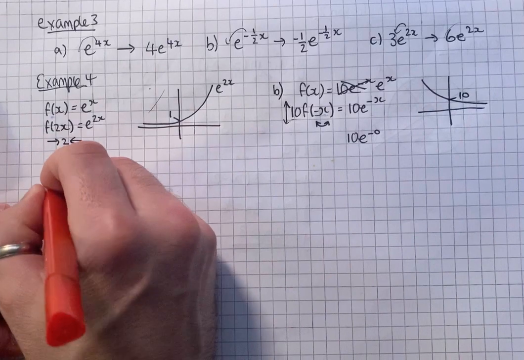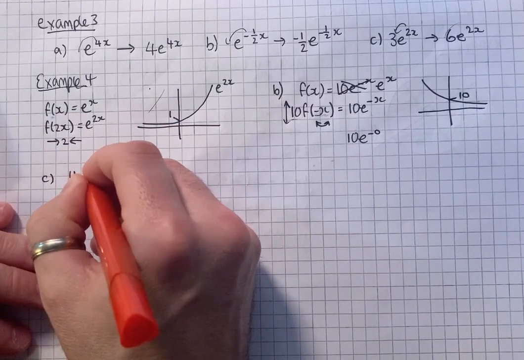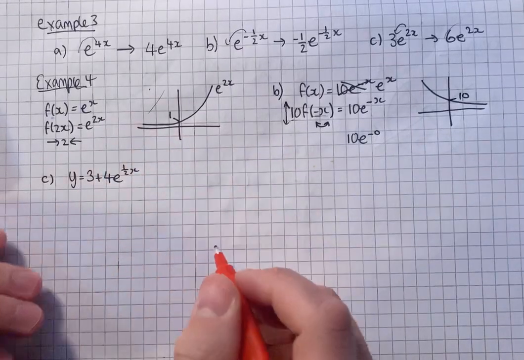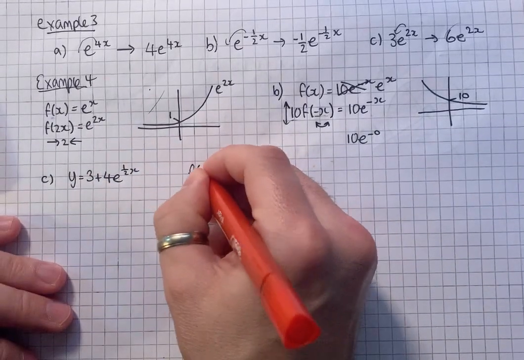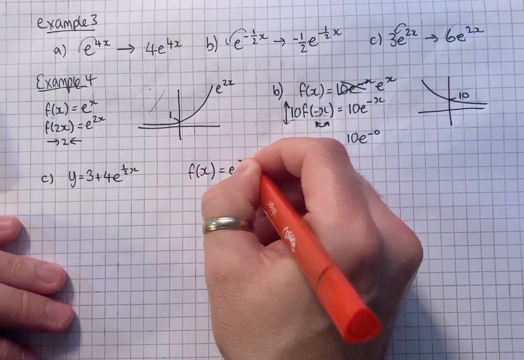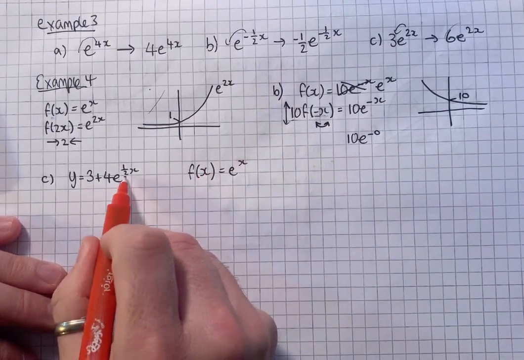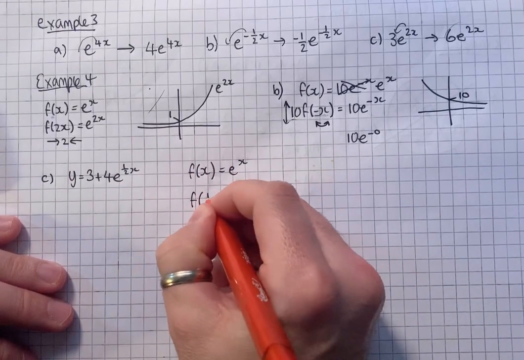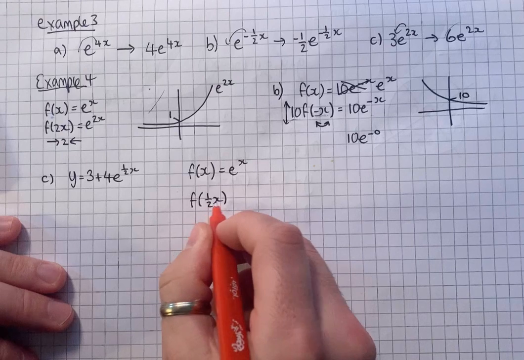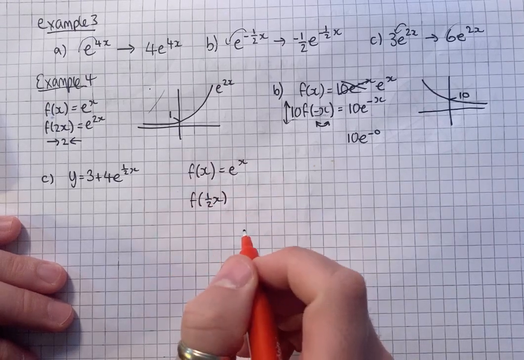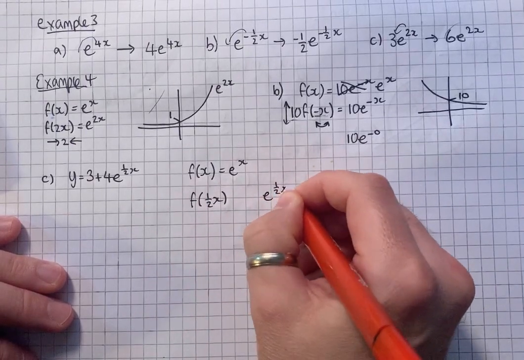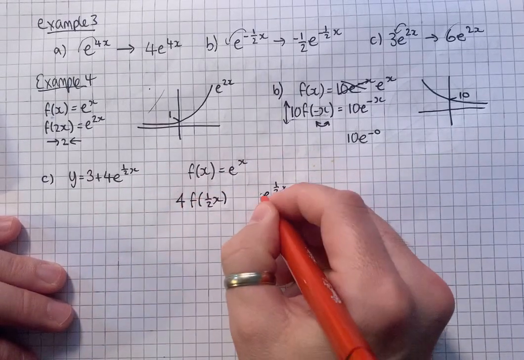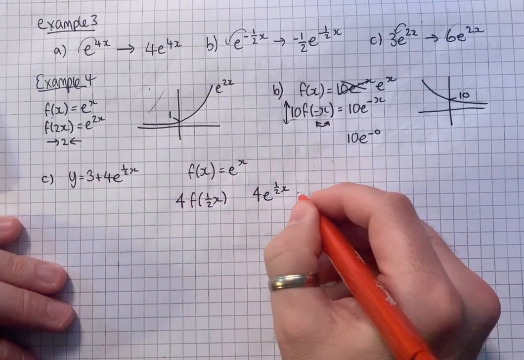And C, y equals 3 plus 4e to the half x. This is quite a complicated one. So if I start off with my base graph of e to the x, then if I look firstly, the power changes from x to a half x. So now it's going to be f of a half x. The input value changes from x to a half x. And that'll give me e to the half x. I then need to multiply by 4. And then I need to add 3.